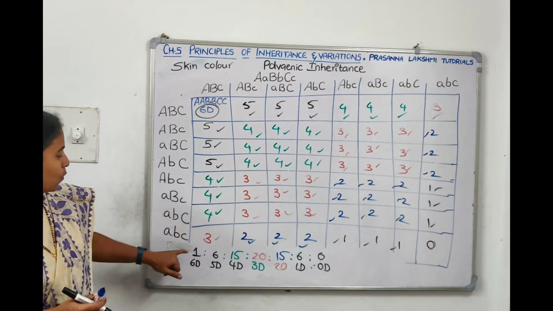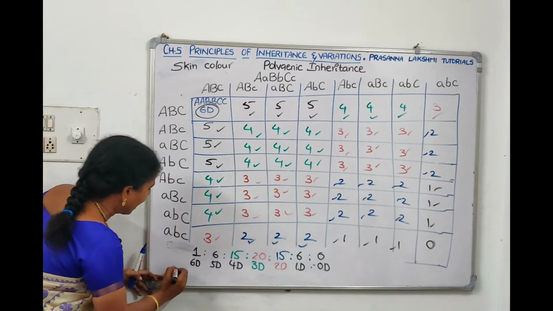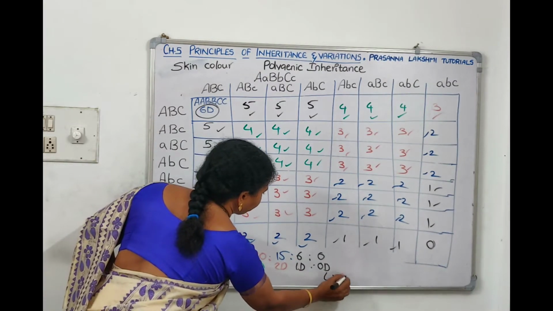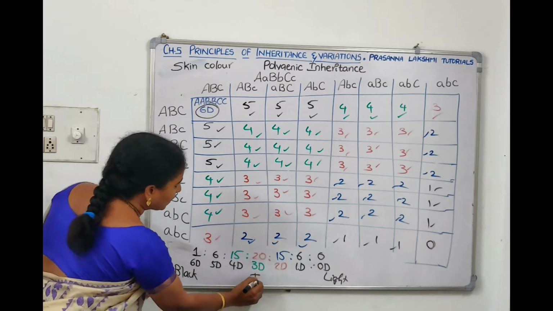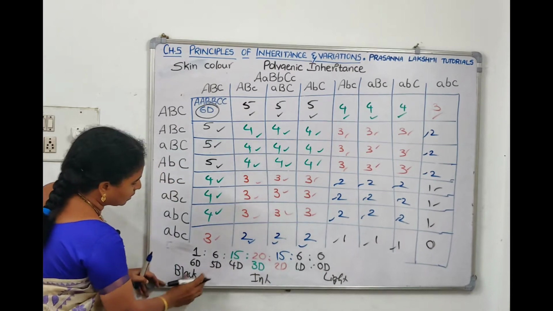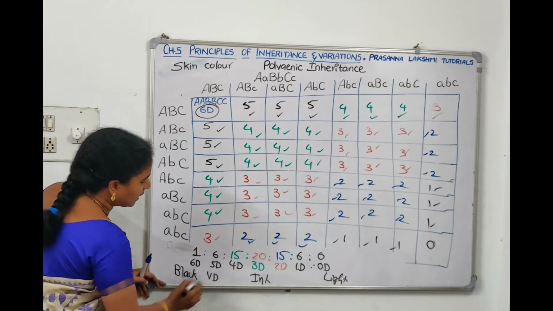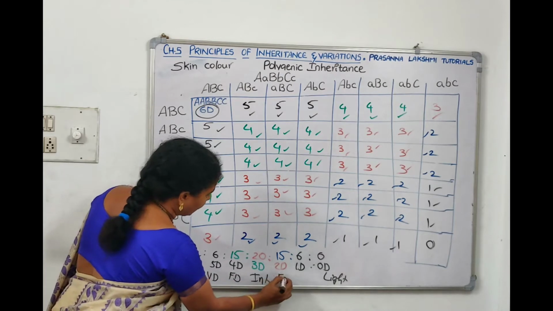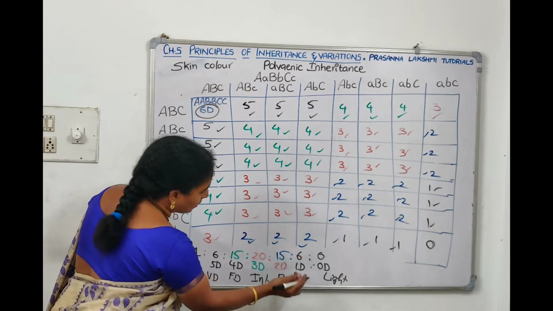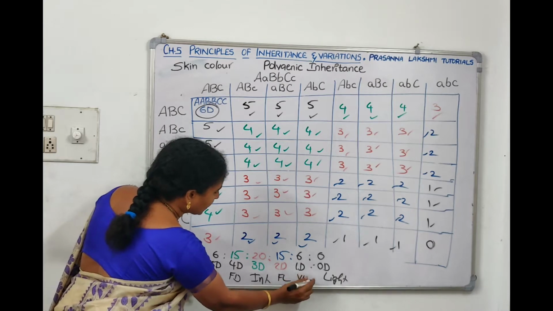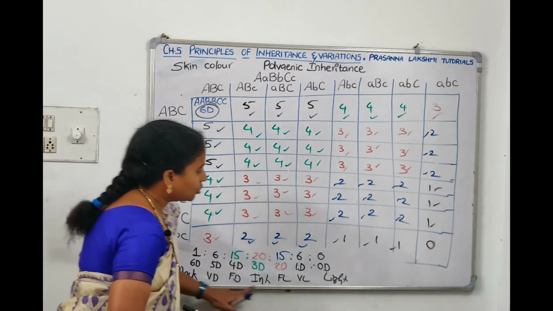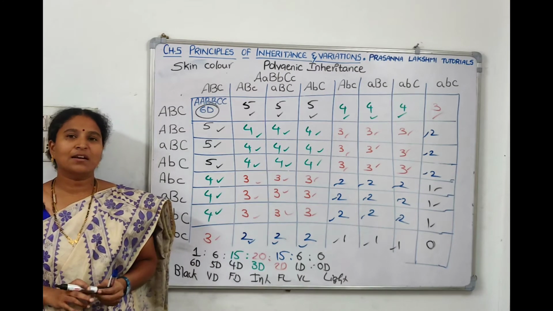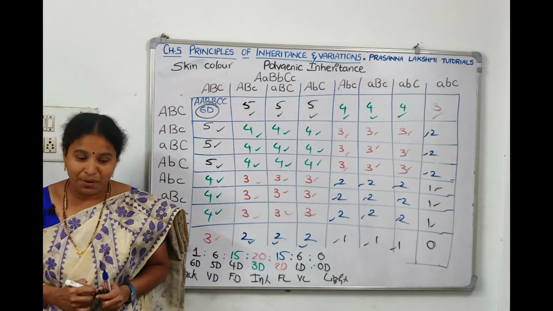So here, if you see, 6 dominant will be very dark, it will be black, and this one will be very light, and 20 will be intermediate. This one will be very dark, and 4 dominant means fairly dark, and 2 dominant means fairly light, and 1 dominant means it is very light. So these are the shades we get. This is an example of polygenic inheritance. Take a screenshot. We'll get to the next topic, which is called Pleiotropy.